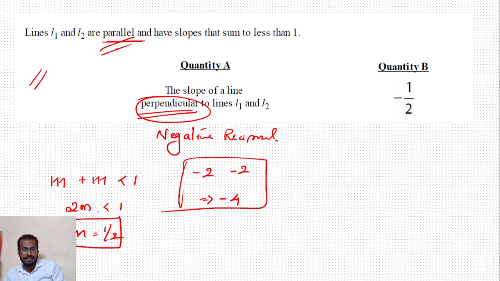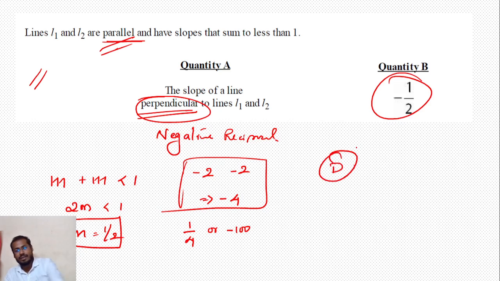Either I can say it is like this, or else I can say that it was 1 by 4. Okay, so I can say it as 1 by 4 or negative 100 also. So look at this, the values of the negative reciprocal perpendicular may be up to minus 100 or 1 by 4, a positive value in the denominator or a negative value as a whole number. Okay, so definitely I can't take whether it is more than or less than minus 1 by 2. Okay, so the answer for this is cannot be determined. So D, right?